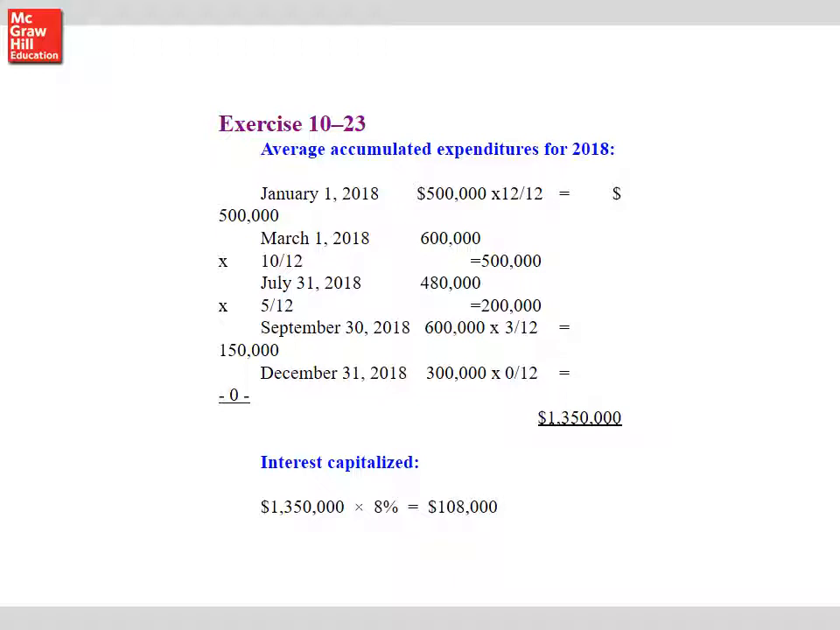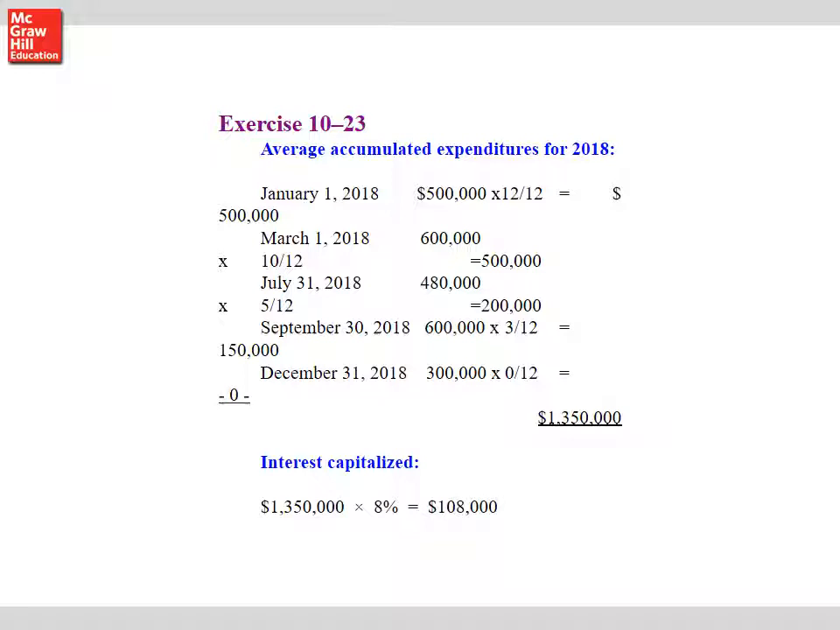But with this first calculation, remember, the first thing we want to do is find our weighted average accumulated expenditures for the year. So what we're basically doing here is we're saying, okay, we paid $500,000 on January 1. If we had to borrow that money, how many months of this year would we have to have calculated interest on that? 12 of the 12 months. So we weight that payment $500,000. The next payment was made March 1st, $600,000.